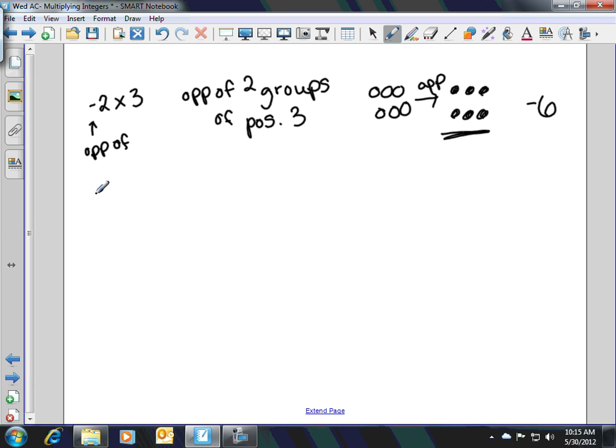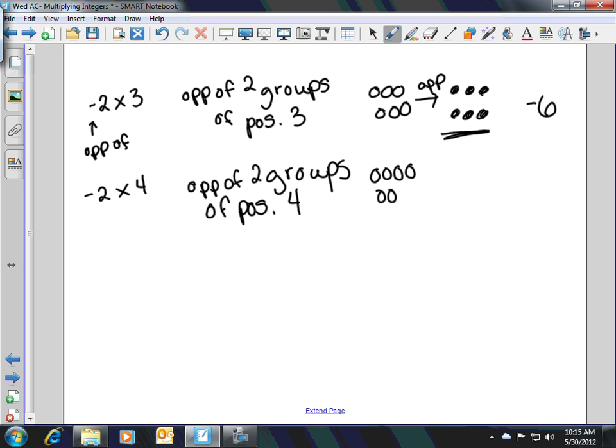Let's do one more of those. So again, this means the opposite of 2 groups of positive 4. So 2 groups of positive 4 looks like that, but I want the opposite of that. Okay, which means I have negative 8 total because this represents my answer.